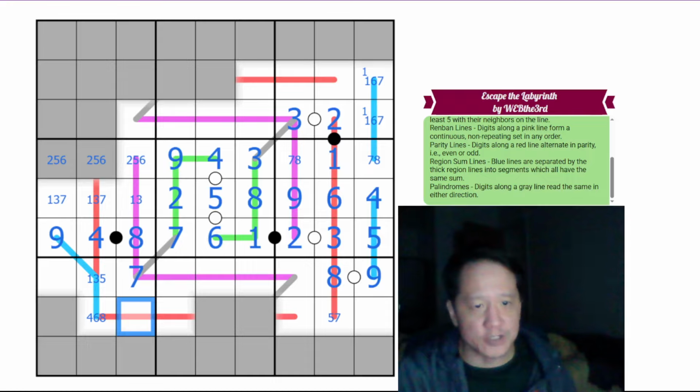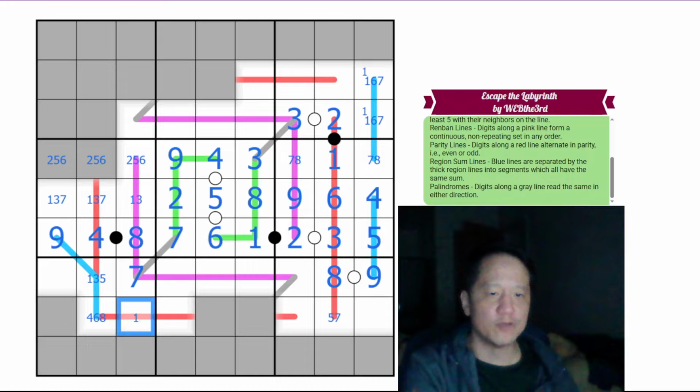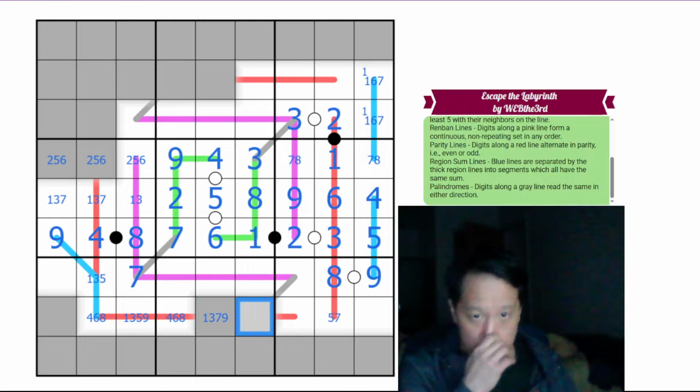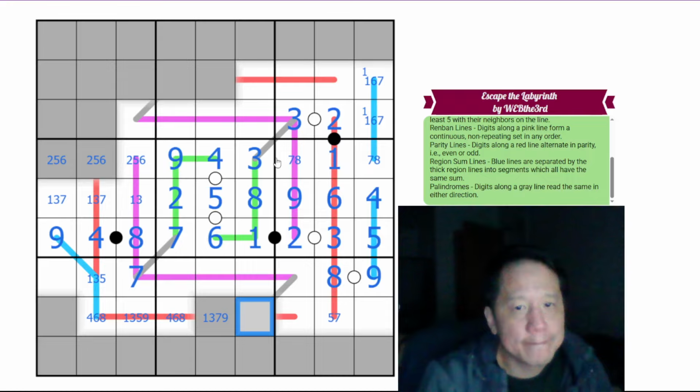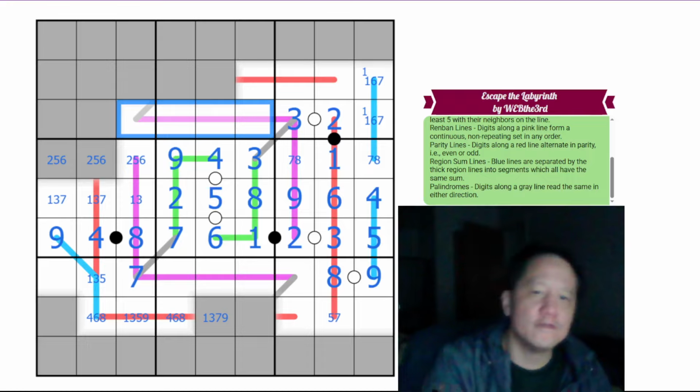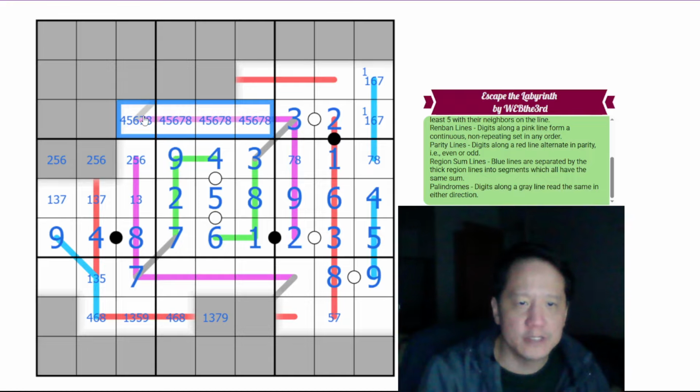These are odd digits because it's next to an even digit on a parity line. So we have 1, 3, 5, 9. This is even, so it's 4, 6, 8. This is odd. Cannot be 5, 1, 3, 7, 9. We don't know what the rest is here. Remaining digits here have to be 4, 5, and 6 guaranteed, and 1 out of 7, 8.